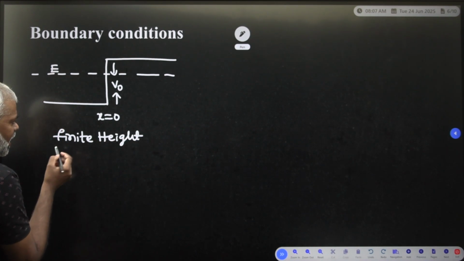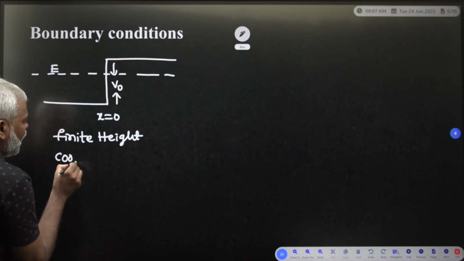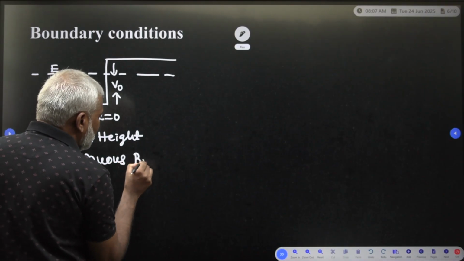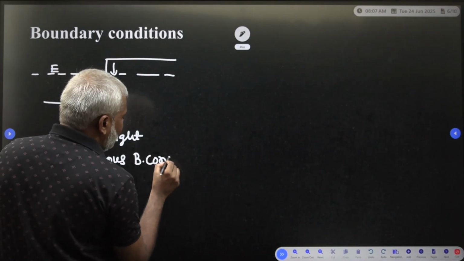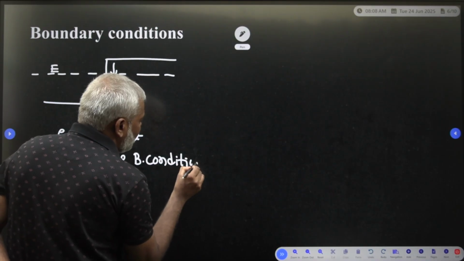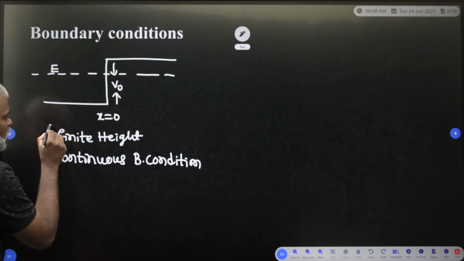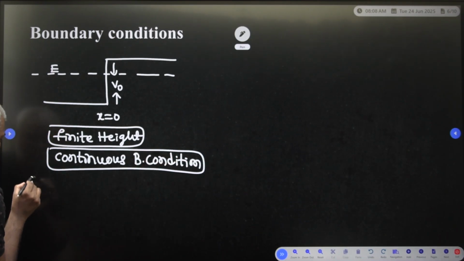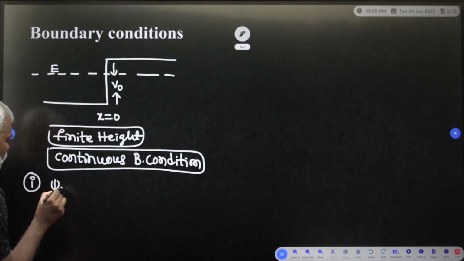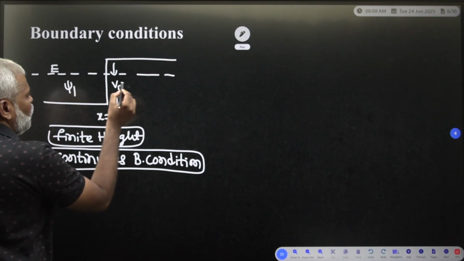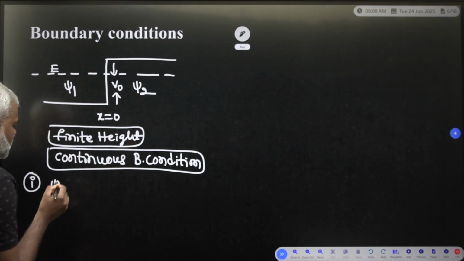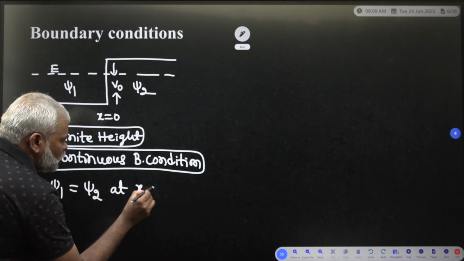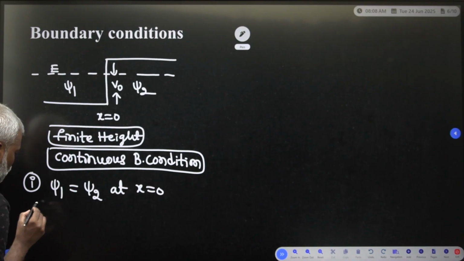This boundary condition we also call a continuous boundary condition, or finite boundary condition. What is the finite boundary condition? The continuous boundary condition is that psi 1 is equal to psi 2 at x is equal to 0. This is the boundary at x is equal to 0.